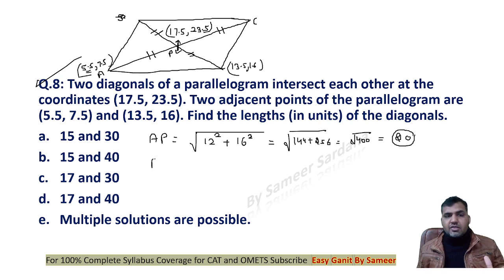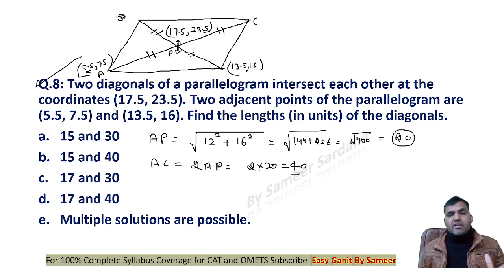If the length of AP is 20, then AC will be 2 times of AP, right? That is 2 times of 20. So one of the diagonals will be equal to 40. Now let's find the other diagonal. Let's say this is a point P here.